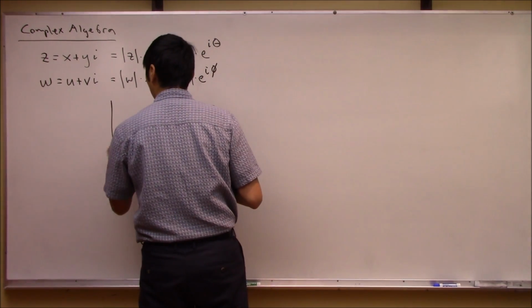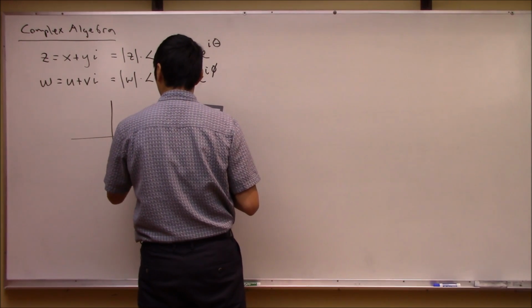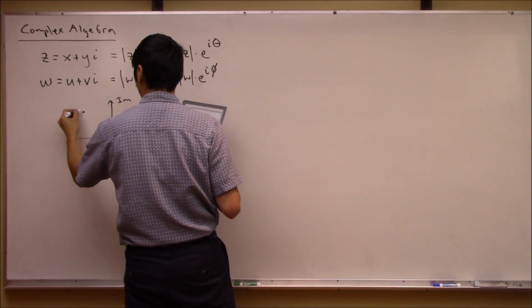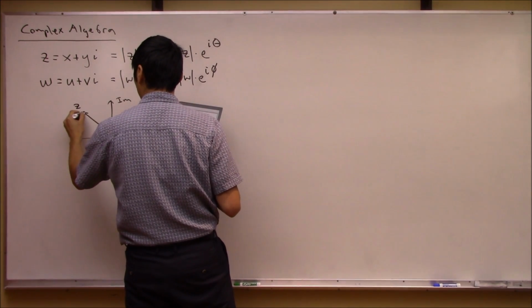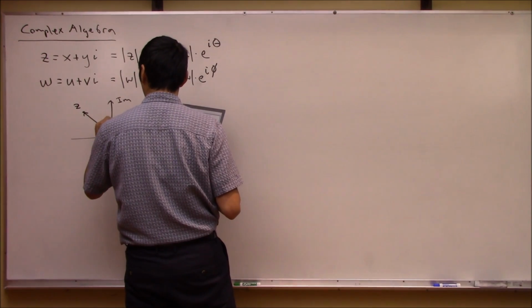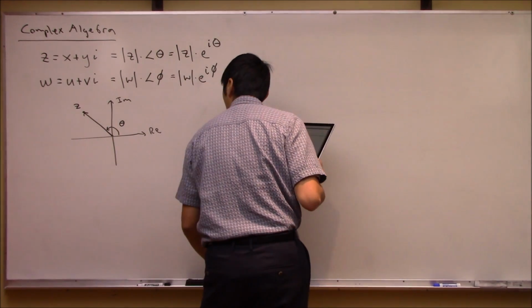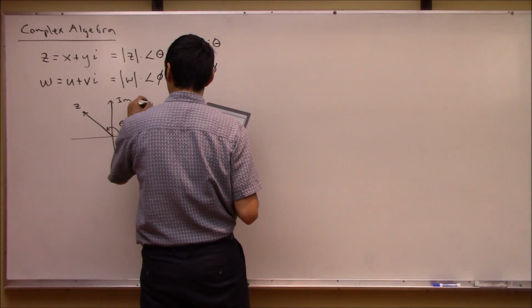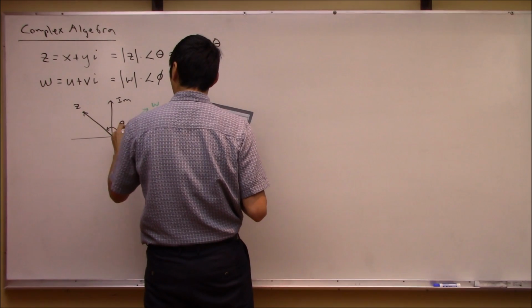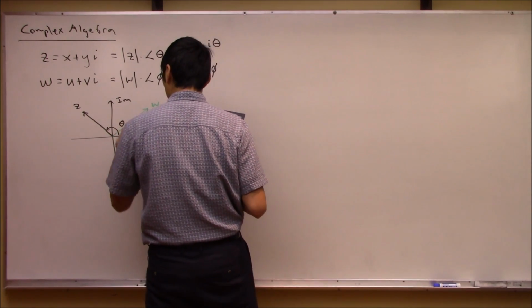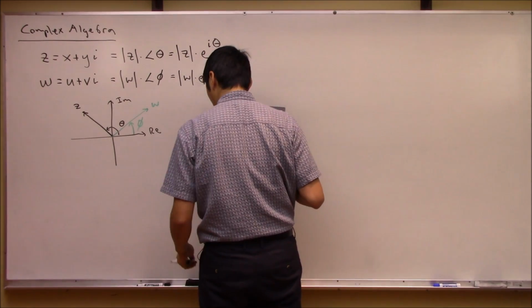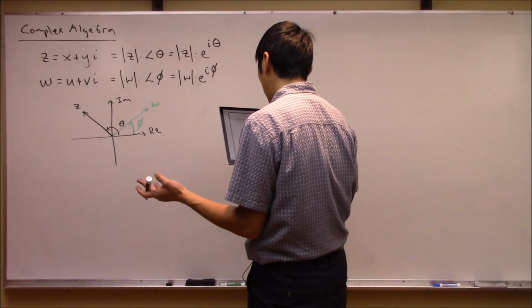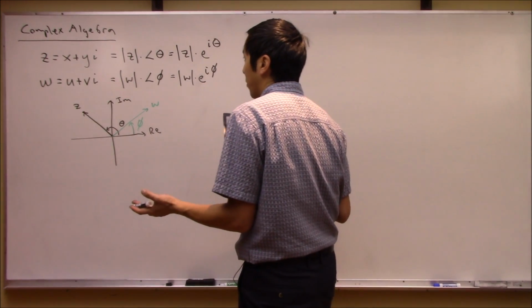So again, the picture that goes along with this is that we have our complex plane, and now z could be anywhere. Let's put z here, and here's the angle of z, which we're calling theta. And then let's pick some other complex number, w, over here. Here's w, and here's this angle phi which is associated with it. And obviously the magnitudes are the lengths of these guys. Now given these two numbers, they don't necessarily have any relationship to each other. Let's talk about some complex algebra.